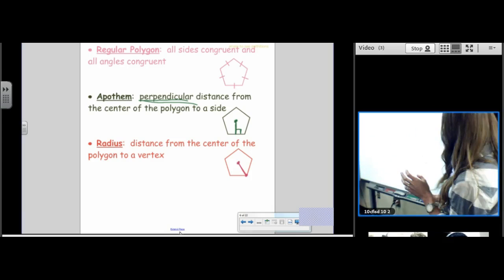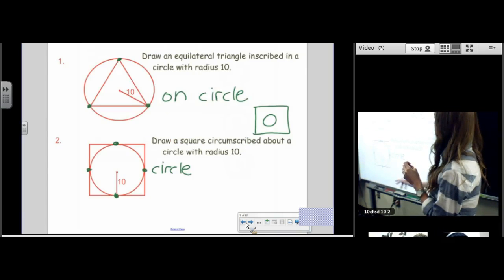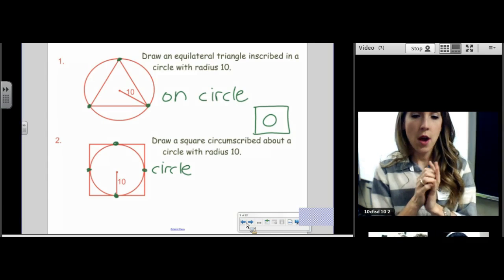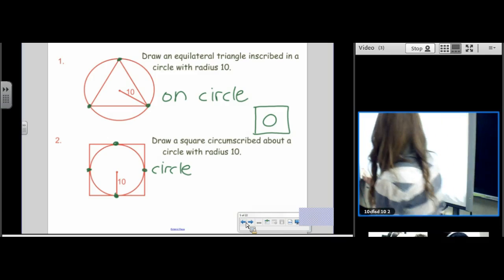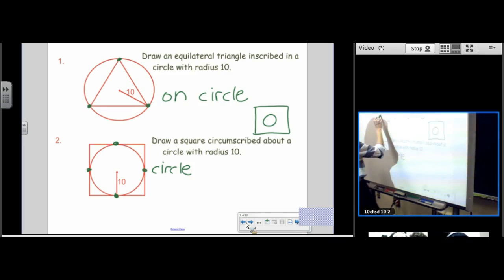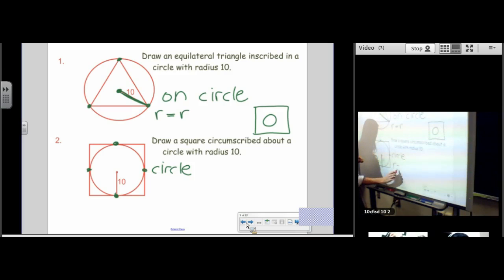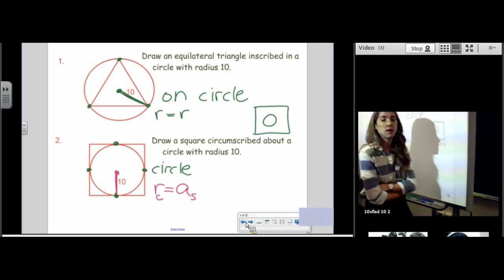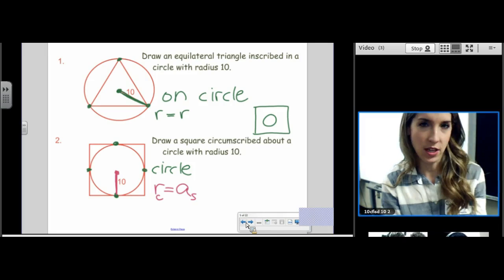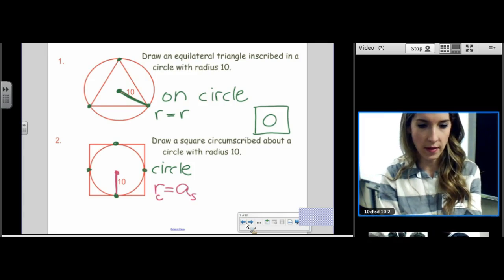So if we go back to this picture right here, notice in this picture, the radius of the circle is the radius of the triangle. The radius is the radius. But in this picture, the second one, the radius of the circle is the apothem of the square. I'm just pointing things out to you. Don't get overwhelmed. I'm just showing you how these things work, okay?